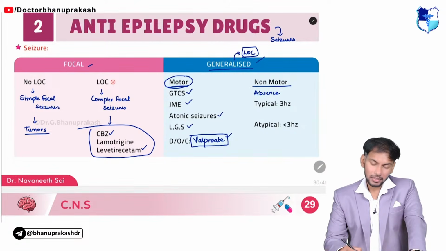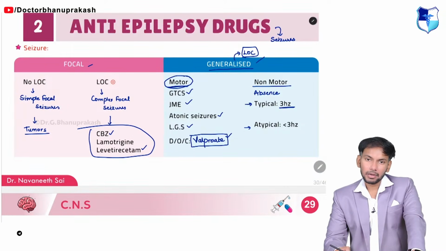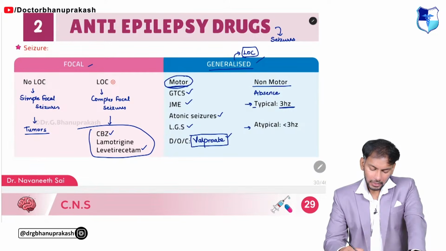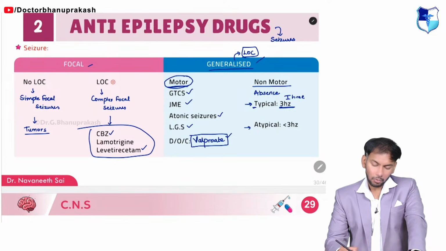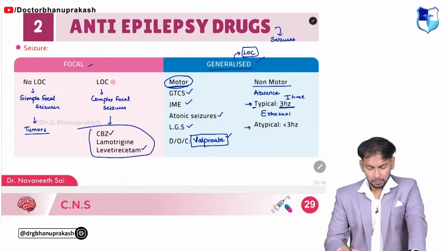Now, absence seizures are of two types. These are typical and atypical. In typical seizures, you will have a 3 Hz spike and wave pattern in the EEG. How to remember? Typical, 3. T for T. Now, if you reverse this 3, it will become E. The drug of choice for this is ethosuximide.